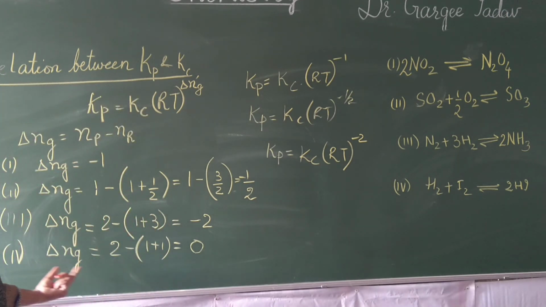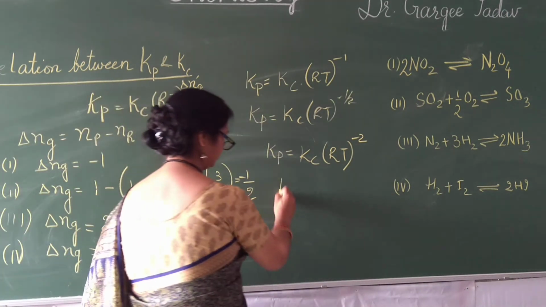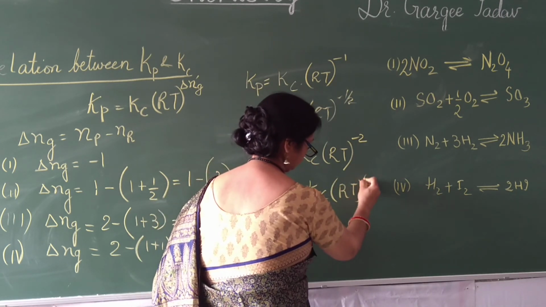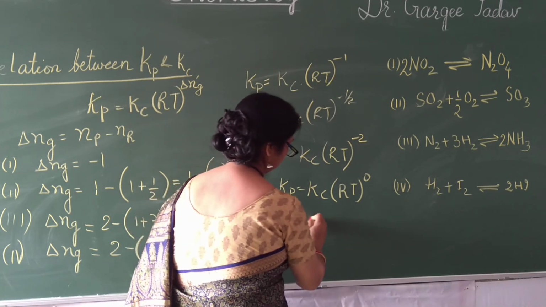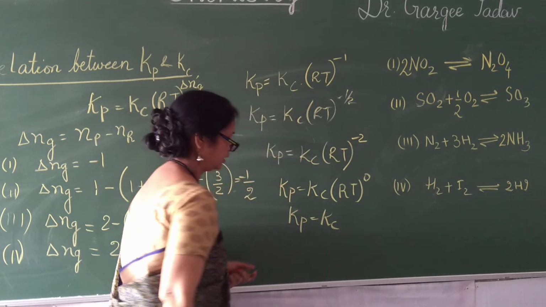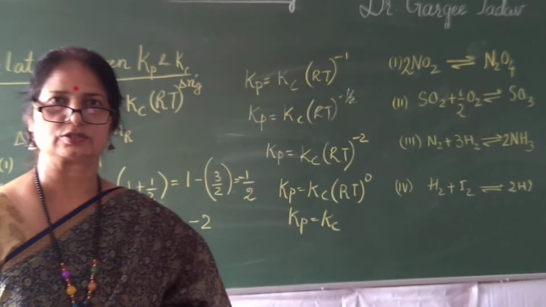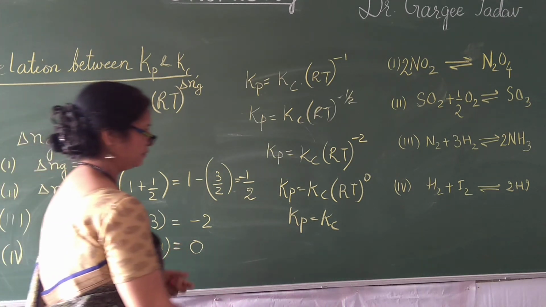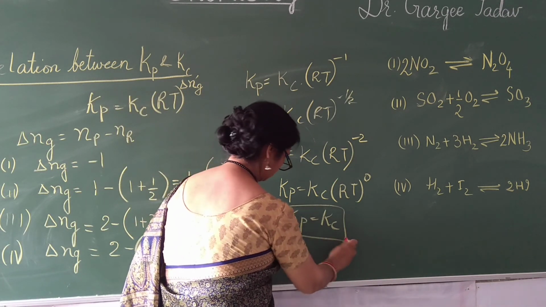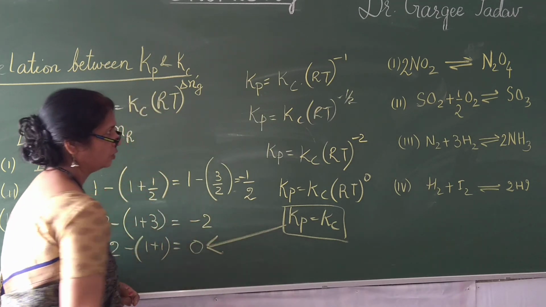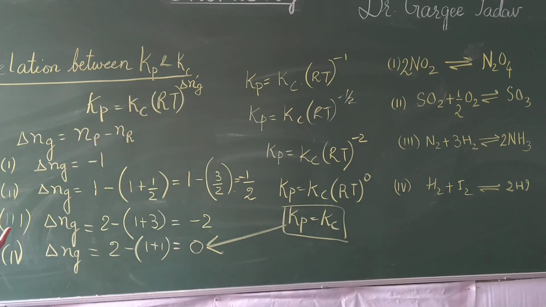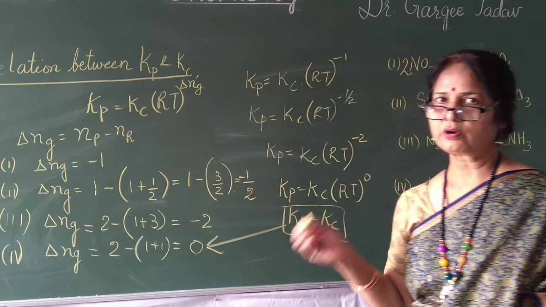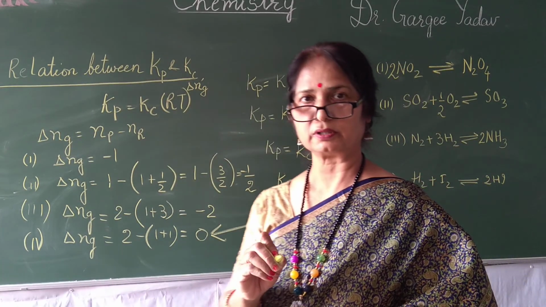And for the last one, it's 0. So here we can see that Kp will be equal to Kc, because RT raised to the power 0 will become 1. So we can conclude that whenever delta Ng is 0, meaning there is no difference in the moles of the reactants and the products, the value of Kp will be equal to Kc. This was very simple, and I know you all knew it very well from class 12 also. This was just for your revision. Now I will tell you another concept, the reaction quotient.